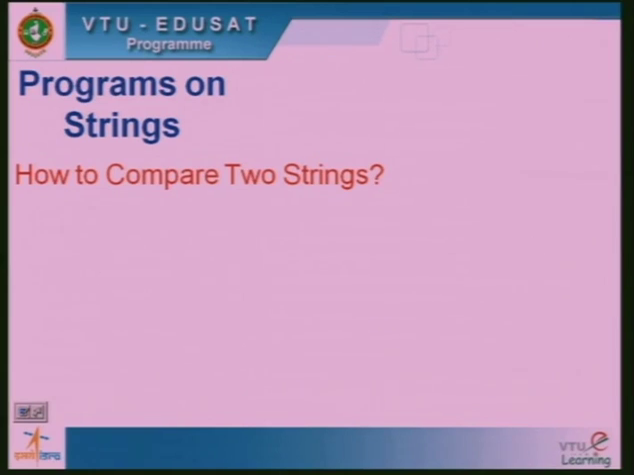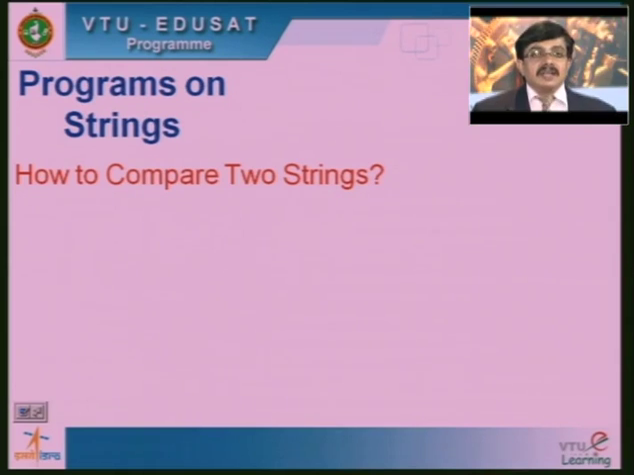Another program, of comparing two strings. How to compare two strings? If you have two integer numbers, we can do the comparison with the relational operators, and we can say whether the first number is lesser than the second number, or greater, or equal, or not equal, something like that. But similarly we cannot perform these operations on strings, because a string is an aggregate data type, right? Because it is an array.